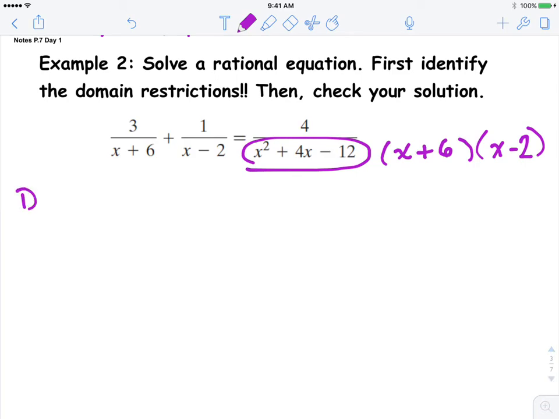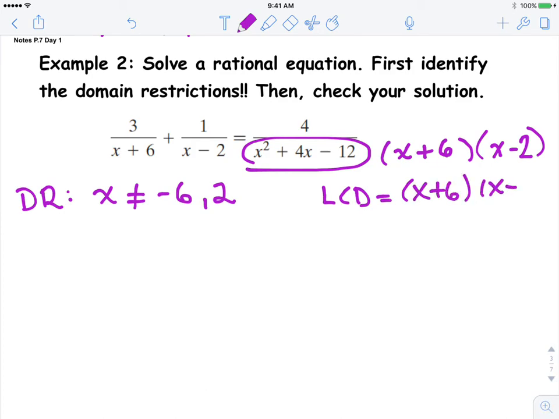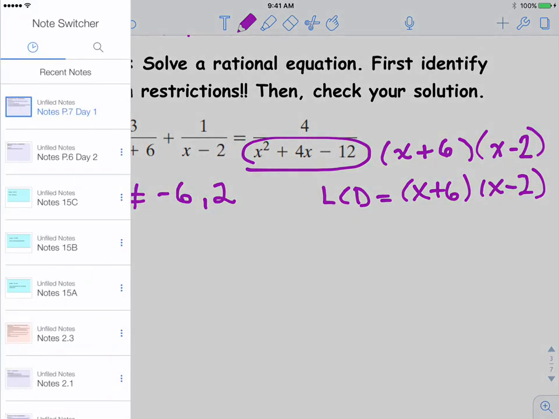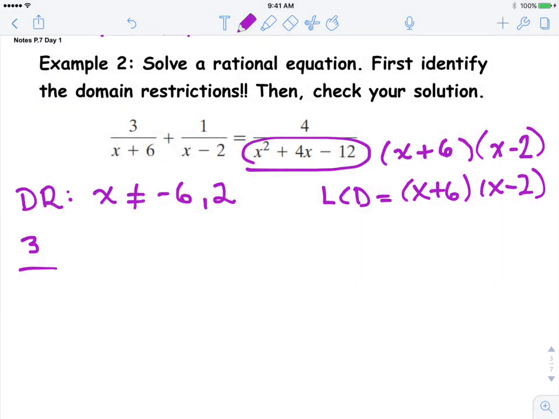So the domain restriction is we don't want the answer in the end to be a negative 6 or a positive 2. Then our LCD is going to be x plus 6, x minus 2. So we're going to multiply all fractions by that LCD. So we have 3 over x plus 6 times your LCD.